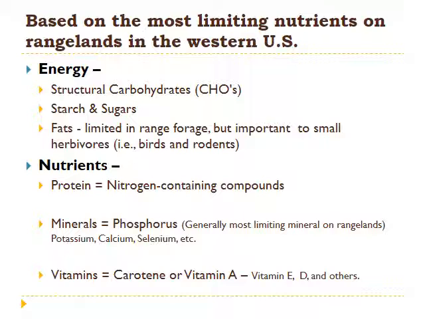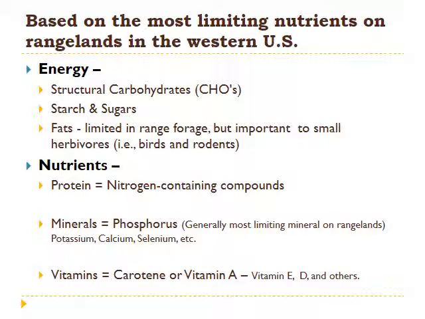Now, there's not much fat content in range forage. There's, of course, some in nuts like acorns, and there will be a bit in some of the seeds that we find. But they're not an abundant source of energy, but they are an important source of energy for non-ruminant animals and small animals such as birds and rodents. So again, energy would be that first category, which would include carbohydrates and fats.